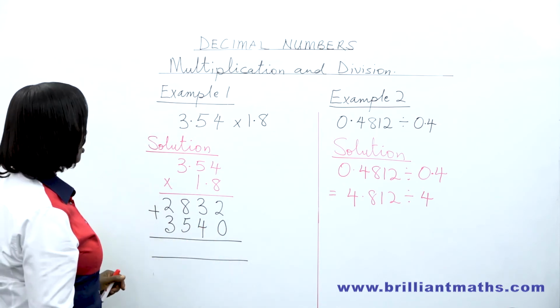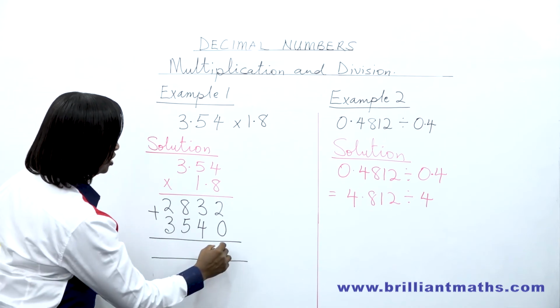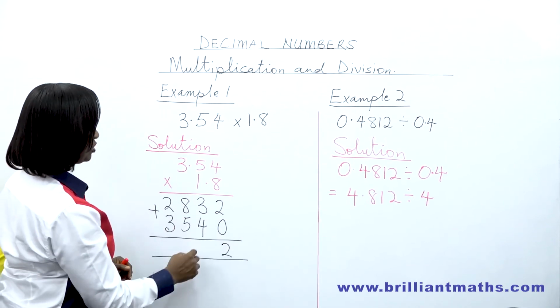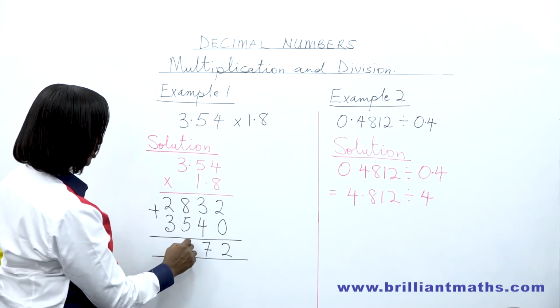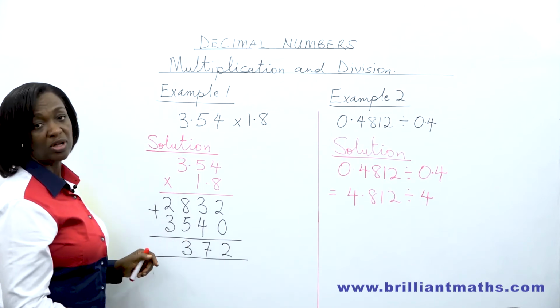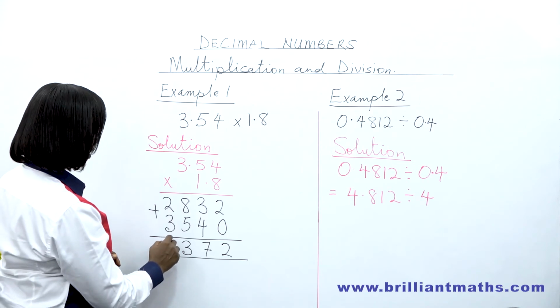The final answer, or the product of the two numbers, we have a 2 there. 3 plus 4, 7. 8 plus 5 is 13. Carry 1. 2 plus 3 is 5. Plus 1 is 6.